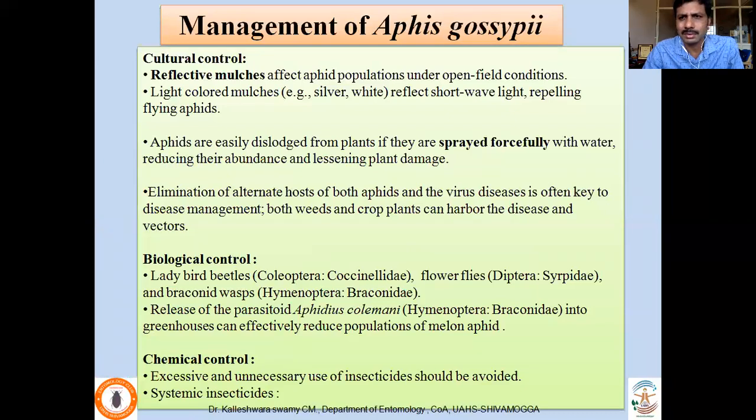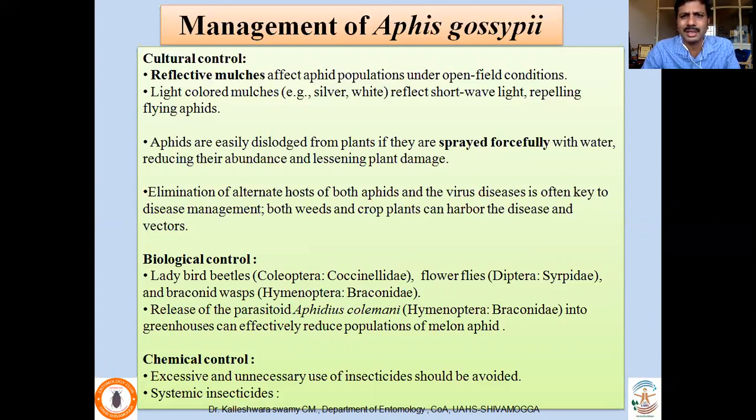So, as we know, there are management practices for the viruses. So wherever you find the symptomatic plants, they need to be rogued out. So as biological control agents for the aphids, ladybird beetles, hoverflies, syrphids, and braconids, especially Aphidius colemani, usually take care of the pest.